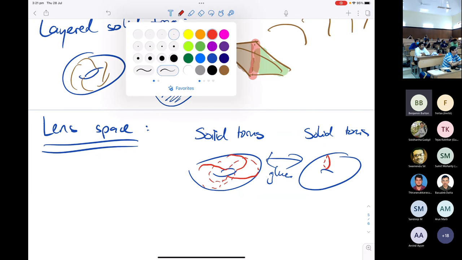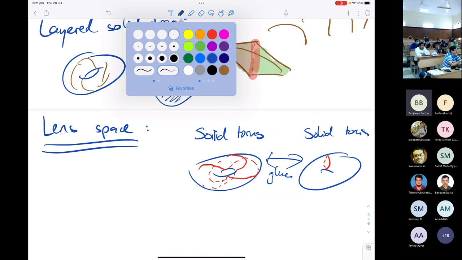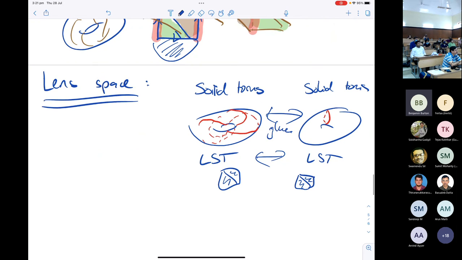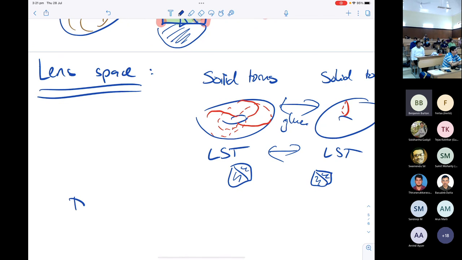And so to build a lens space, what you can do is you can take this and build it out of a layered solid torus. You can take this, build out of a layered solid torus, and then you just glue the two boundaries together by taking the two triangles here and connecting them to the two triangles here. So this gives you a closed three-manifold triangulation. The dual graph of this triangulation looks something like this.